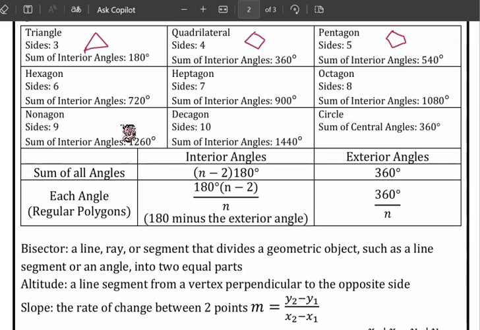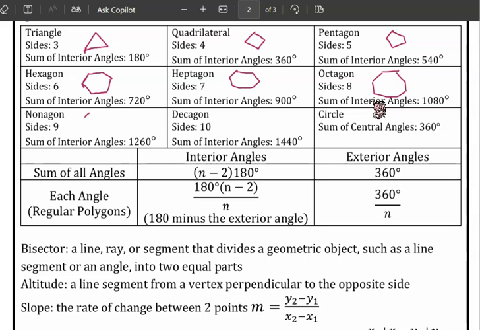A hexagon has 6 sides, and the sum of its interior angles is 720 degrees. A heptagon has 7 sides. The sum of its interior angles is 900 degrees. An octagon has 8 sides. And the sum of its interior angles is 1080 degrees.